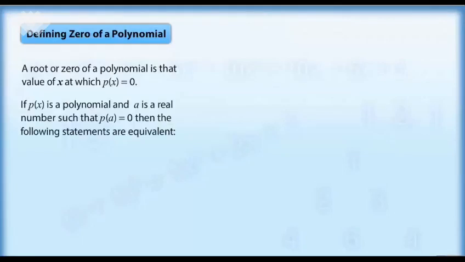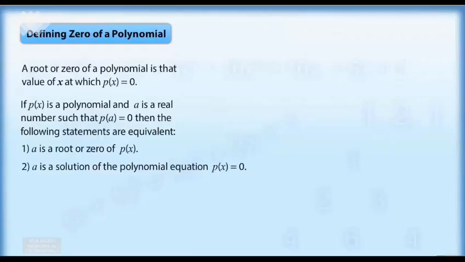A zero of a polynomial is that value of x at which the polynomial p of x is equal to 0. If p of x is a polynomial and a is a real number such that p of a is equal to 0, then the following statements are equivalent. a is a zero of p of x. a is a solution of the polynomial equation p of x equal to 0. And x minus a is a factor of the polynomial p of x.